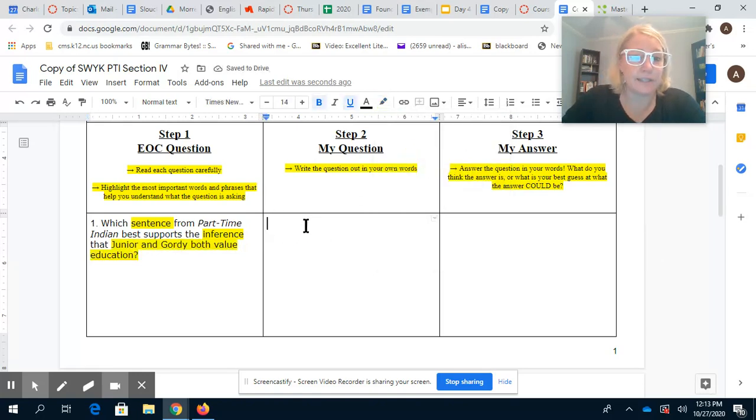Because it says sentence, now I'm moving over to step 2 and I'm putting it in my own words. That's essentially telling me that there's going to be a list of quotes, A, B, C, D, and I have to choose which quote supports the inference. They're already telling us the inference. The inference is that Junior and Gordy both value education. So I need a quote that shows me that Junior and Gordy value education.